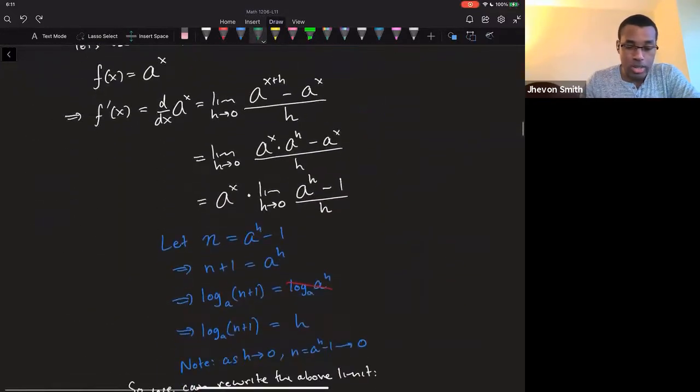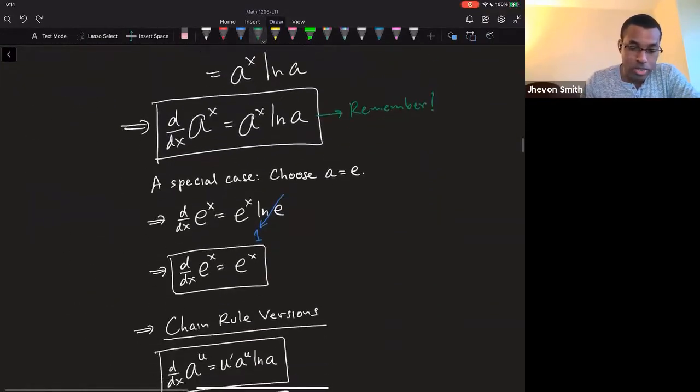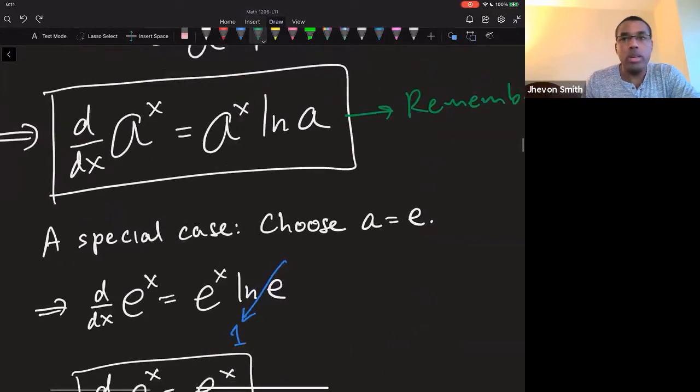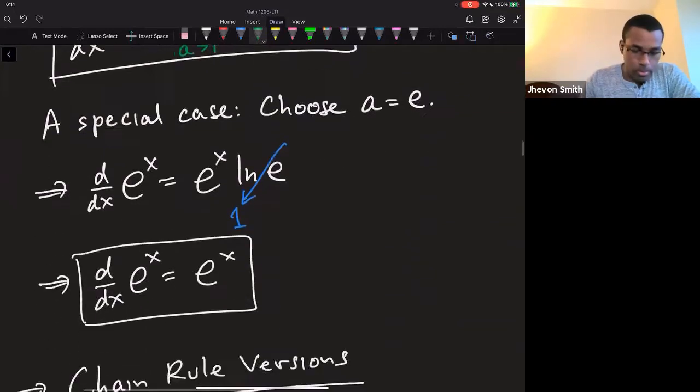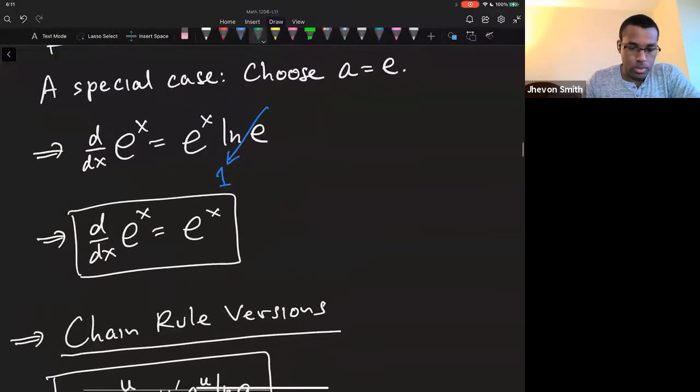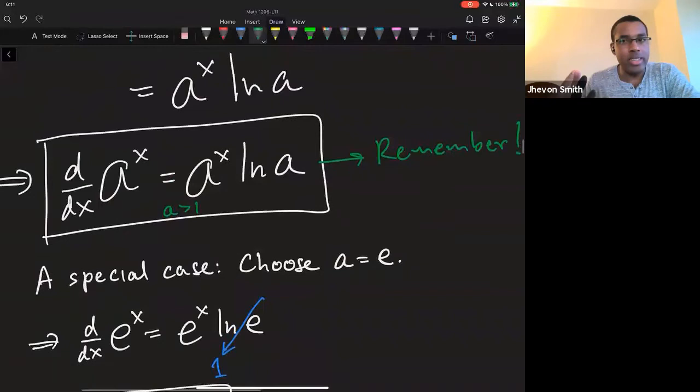We also learned how to differentiate the exponential function. We literally derived that from the definition. The derivative of a to the x is a to the x ln a whenever a is larger than 1. So just remember that a is larger than 1 here. It can work, of course, for a less than 1. You just rewrite the function, right?